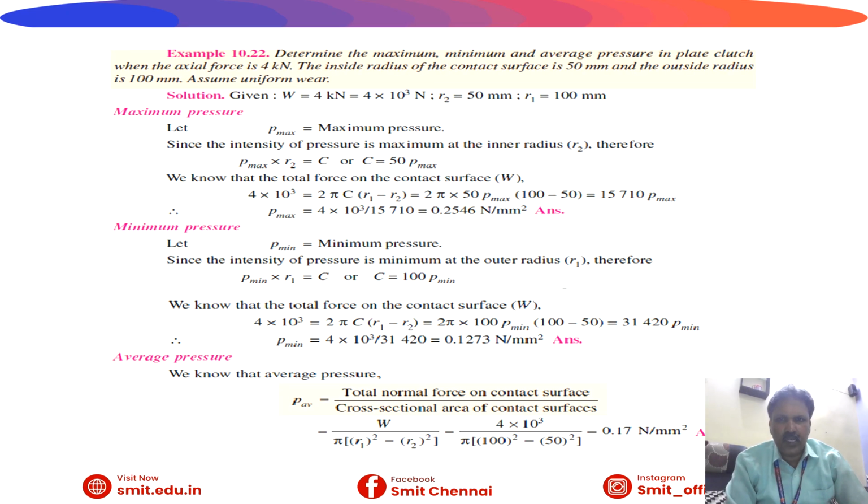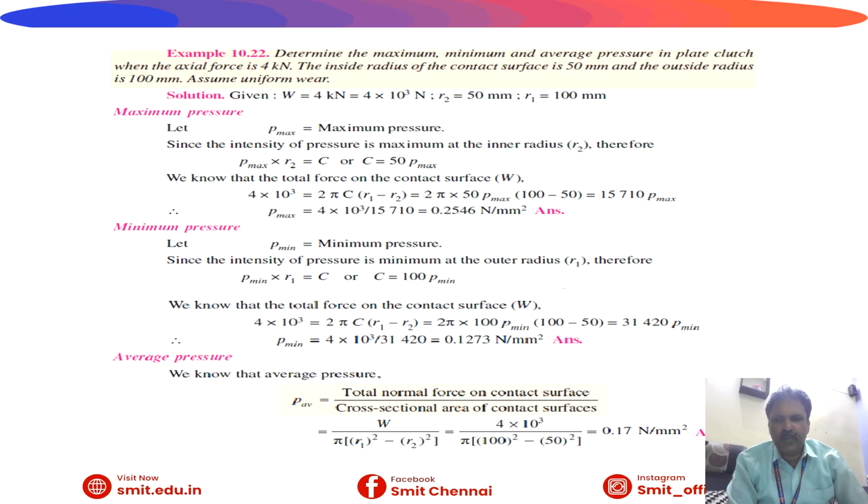Based on the problems and the formulas as we discussed earlier, we are going to solve one problem. Determine the maximum and minimum average pressure in the plate clutch when the axial force is 4 kN. The inside radius of the contact surface is 50 mm and the outside radius is 100 mm. Assume uniform wear. W equal to 4 kN, that is 4 into 10 to the power 3 Newton. R2 equal to 50 mm, therefore R1 equal to 100 mm.